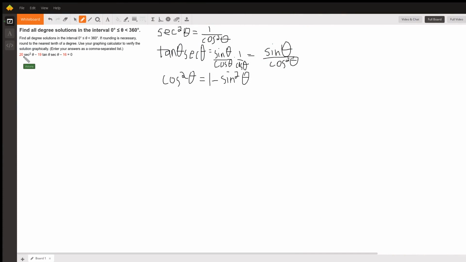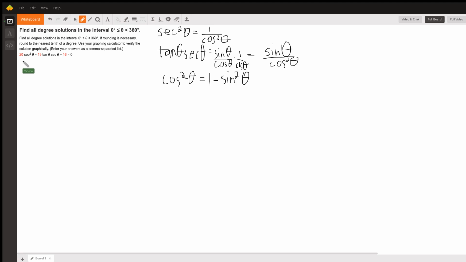Solve this equation, and we're going to do it by replacing secant squared with 1 over cosine squared theta. We're going to replace this tangent theta secant theta by its equivalent, sine theta over cosine squared theta. And we're going to get a common denominator for 16, which is going to need to be cosine squared theta because each of the other terms is over cosine squared theta.